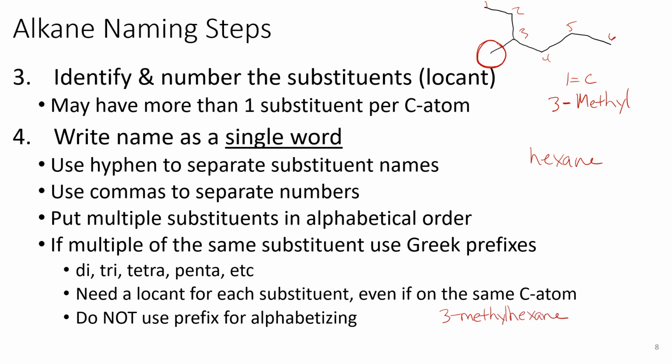There are no spaces between any of the letters. There is a hyphen between the number and the letter, so between the 3 and the methyl, between that locant and the substituent, but there are no spaces between anything else. So this would be 3-methyl hexane.